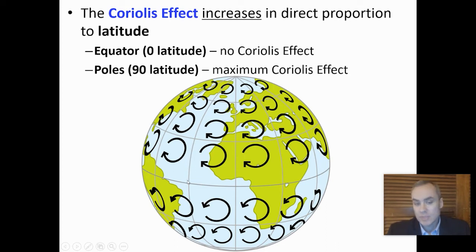And everywhere between the equator and the North Pole or the South Pole, the Coriolis effect just gets bigger and bigger and bigger as the angle of the Earth's surface becomes more and more parallel instead of perpendicular to the plane of the Earth's rotation. And therefore, you can have the Earth rotating underneath of you more and more.